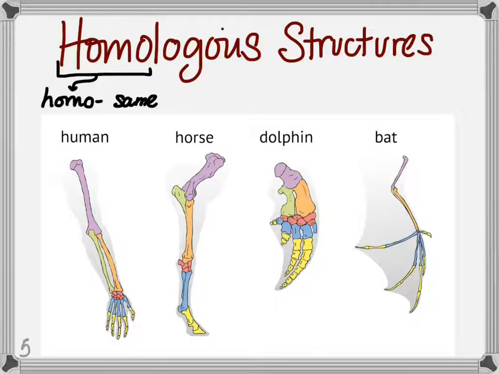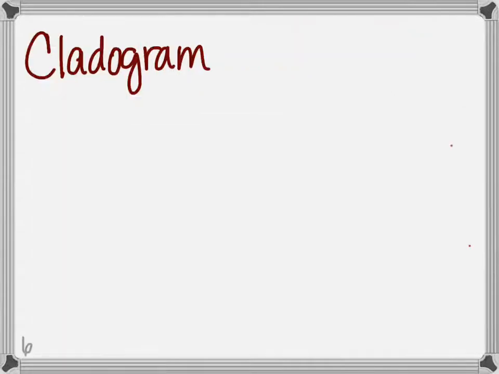The bones of the human arm and hand share structure with the horse's leg and foot, dolphin's flipper, and bat wings, even though we all use those structures a little differently. But how do we keep track of all these common ancestors and evolutionary relationships? Well, there are several ways to show these relationships, but we'll use a cladogram.